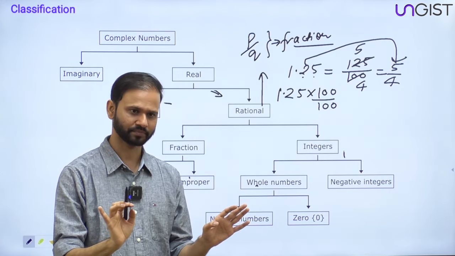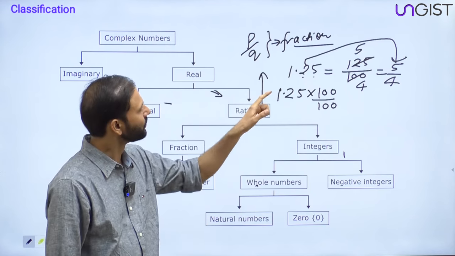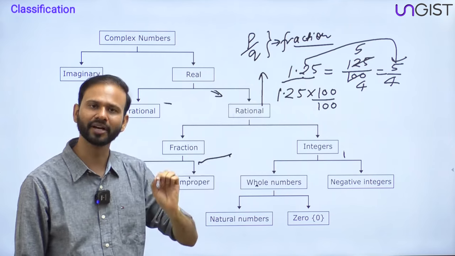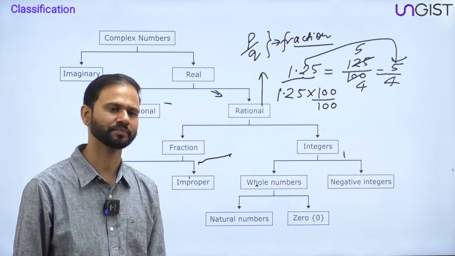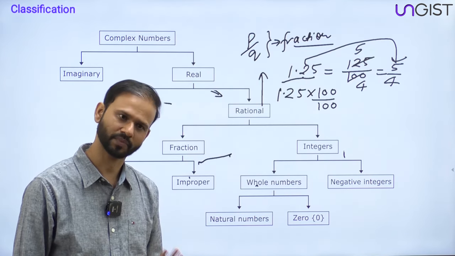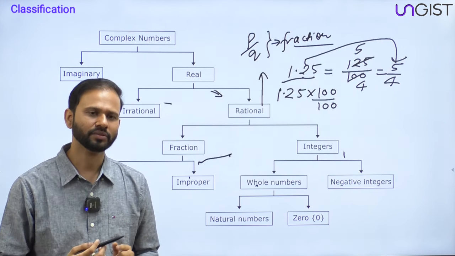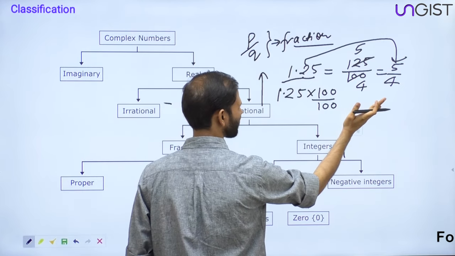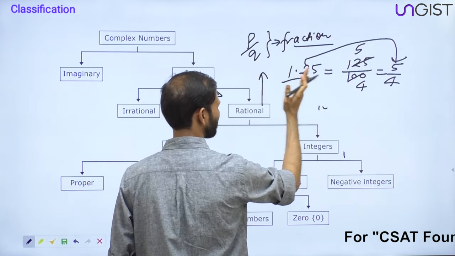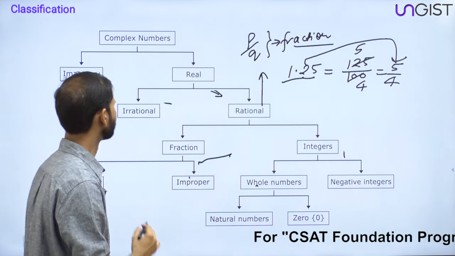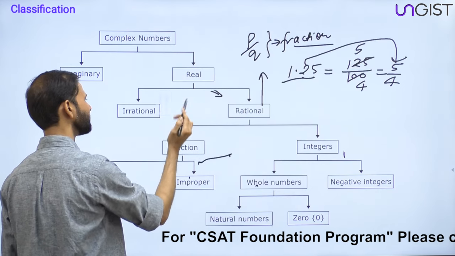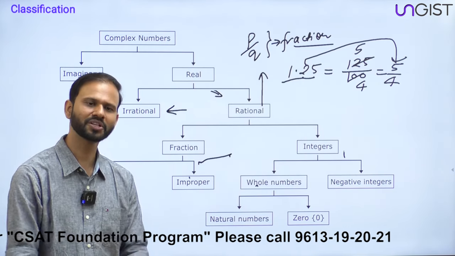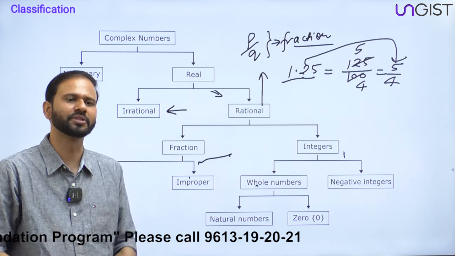Guys, it is clear. Fine. Now here you can say 1.25 can be expressed in the form of P by Q, where Q is not equal to 0. Correct? Okay. Now everyone, tell me one thing. What should be the definition of an irrational number?